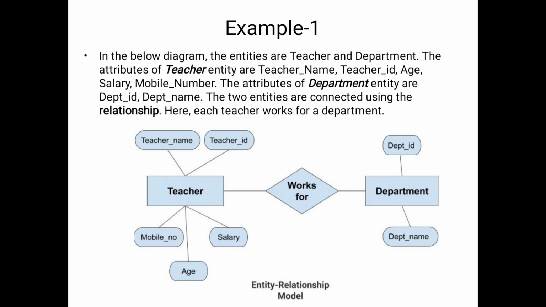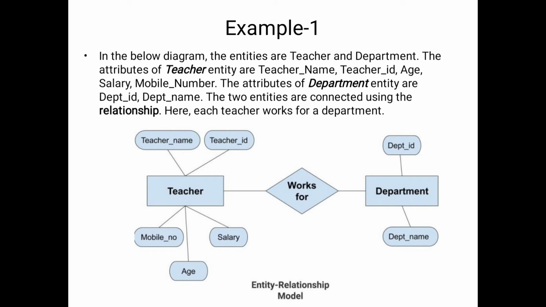Okay, so here what are the attributes of teacher? The circle represents the attributes. The attributes of teacher are teacher name, teacher ID, mobile number, age, and salary. Coming to the department attributes, the department ID and department name are the attributes.